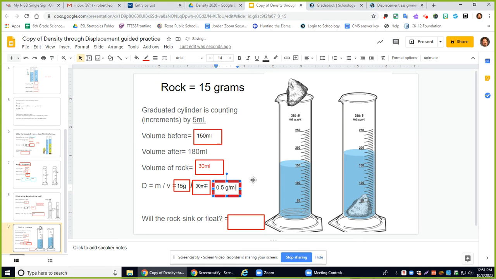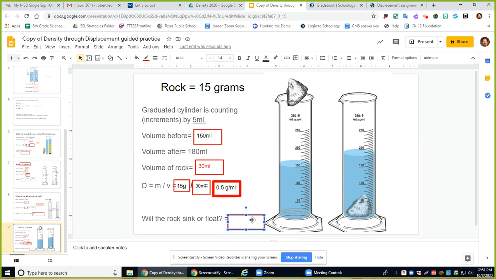And here's the biggest mistake students will make: they'll say big number divided by small number. That formula does not say big number divided by small number. It says mass divided by volume, which is 15 divided by 30 gives you 0.5. Is that rock going to float or sink? What do y'all think? Show me some thumbs. Float or sink? Yes, it will float. And why? It has a density less than 1. The density of water is 1. Anything less than 1 floats. So yes, that rock will float.